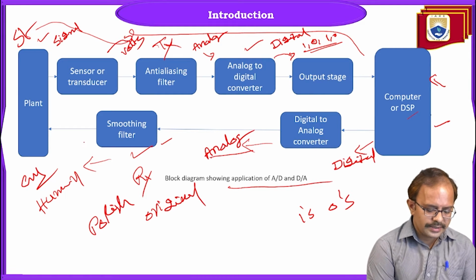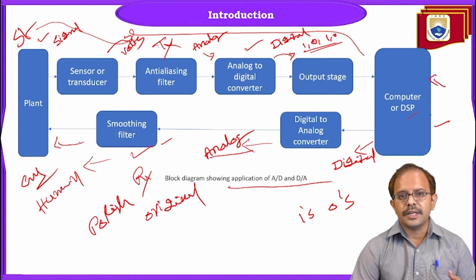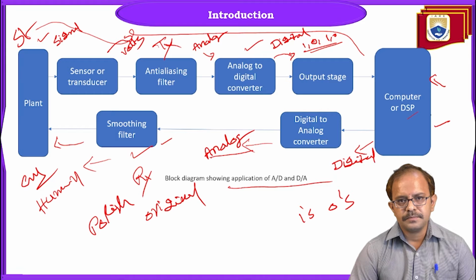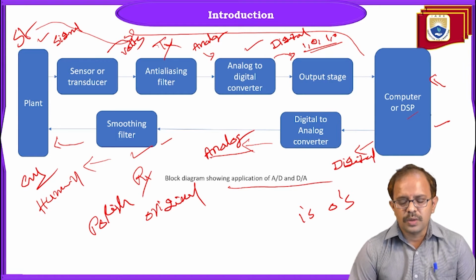So again the signal is sent back to the plant, where we are going to get the improved signal. It may be an image or a signal, or an improved version of the original data.